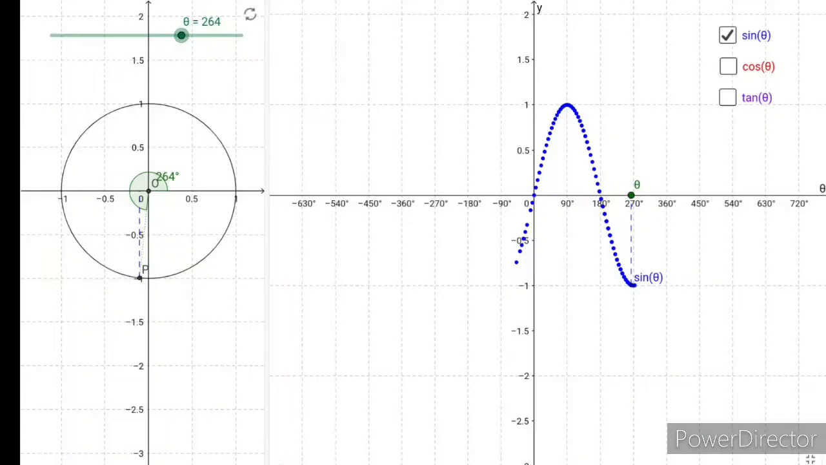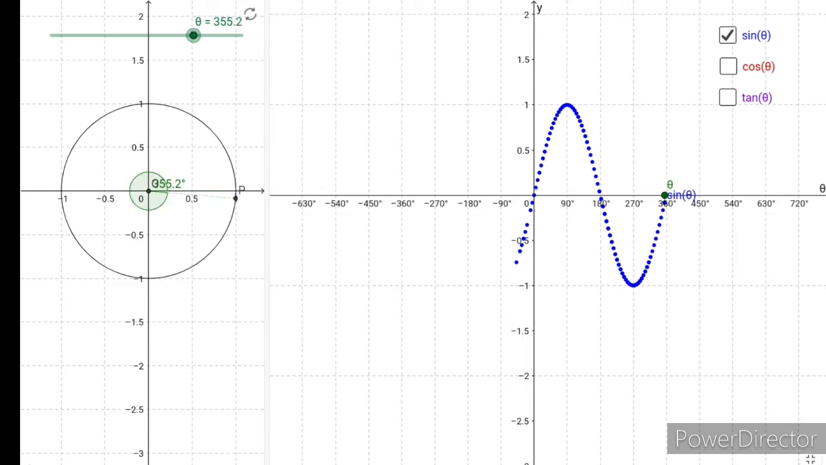So the maximum value of sin theta is 1, whereas the minimum value is minus 1. If you observe, after 270, it again keeps on increasing. At 270 it becomes minus 1. What happens after 270? Observe the blue dotted line. The length keeps on decreasing, but it is in the negative direction. So sin theta keeps on increasing. When it becomes 360, it becomes 0.